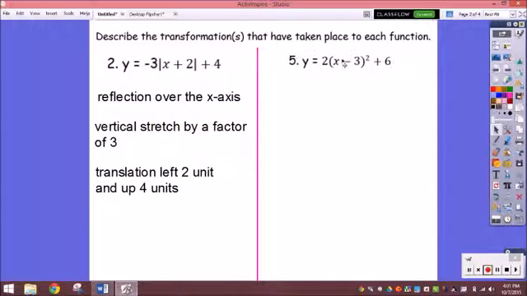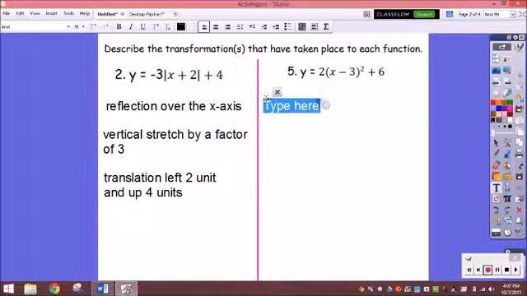In number 5, we have y equals 2 times x minus 3 all squared plus 6. And so it's kind of similar to the one we just did, where you have this coefficient, a scalar out front, which means a dilation. It's not in the parentheses, so that means vertical dilation. It's not negative this time, so there's no reflection. And then we're going to have a translation with the minus 3 and the plus 6.